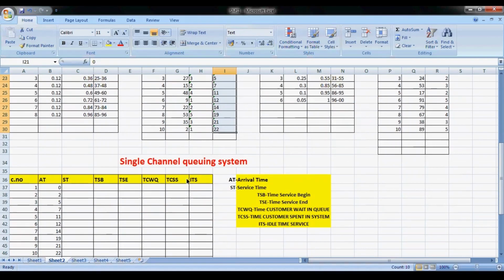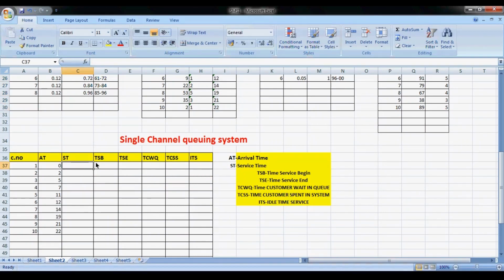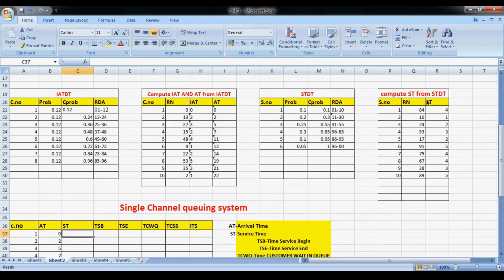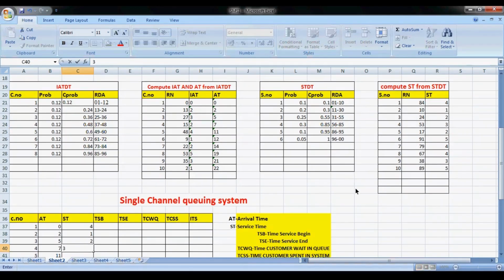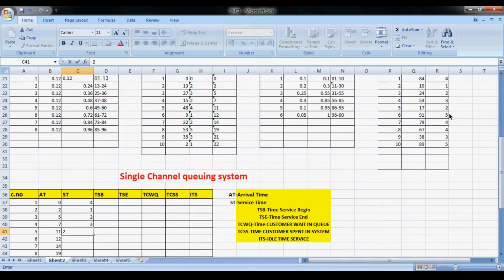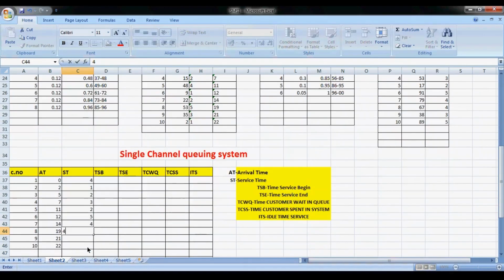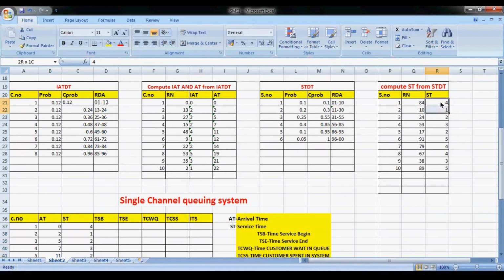These are the values. Next we need to write down the service time, which will be calculated from the service time distribution table. This value is 4. So write down 4. Next is 1. So write down 1. Next is 2. So write down 2. Next is 3. Write down 3. Next is 2. Write down 2. Next is 5. Write down 5, next is 4, write down 4, next is 4, again write down 4, next is 3, then 5. Okay, these values we have written, which are calculated from here.